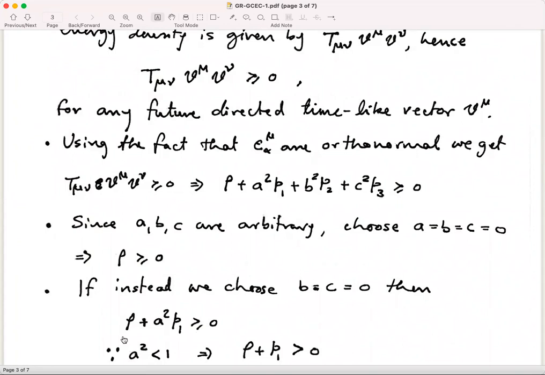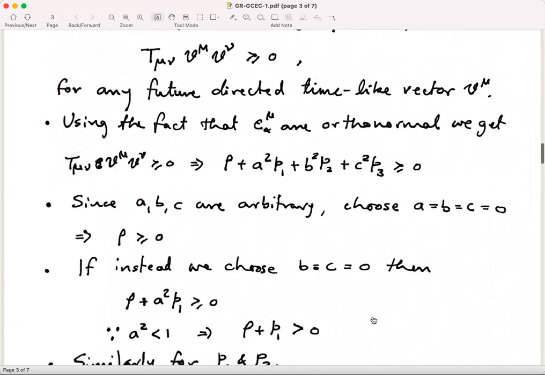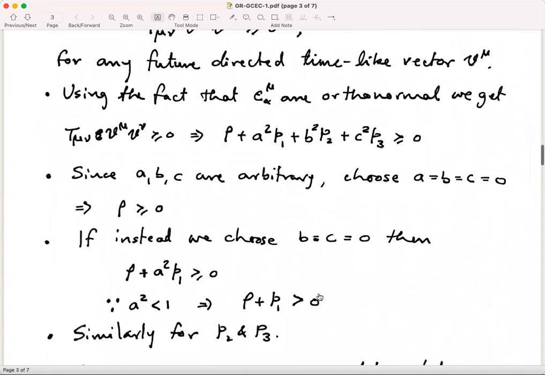So that tells you that rho plus A squared P1 greater than zero implies that rho plus P1 is definitely greater than zero. It's not a greater than or equal to condition, but a strict greater than condition. Therefore, besides the rho greater than or equal to zero condition, we find the rho plus P1 greater than zero condition.